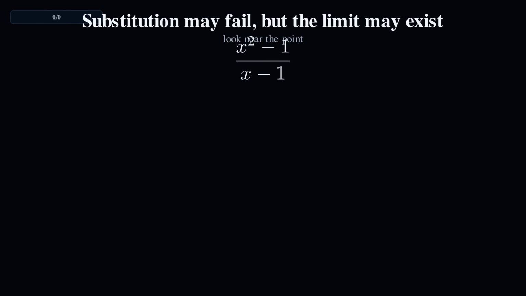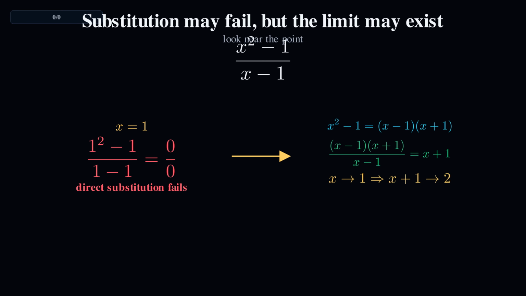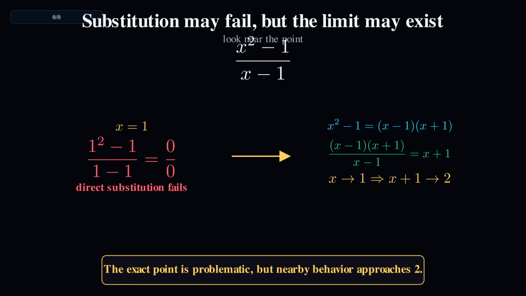Now look at 0 divided by 0. For x squared minus 1 divided by x minus 1, direct substitution at 1 gives 0 over 0. That expression does not give a value at the exact point. But when x is near 1, the expression behaves like x plus 1, and x plus 1 approaches 2. So the exact point is broken, but the nearby behavior still has meaning. The limit captures that meaning.